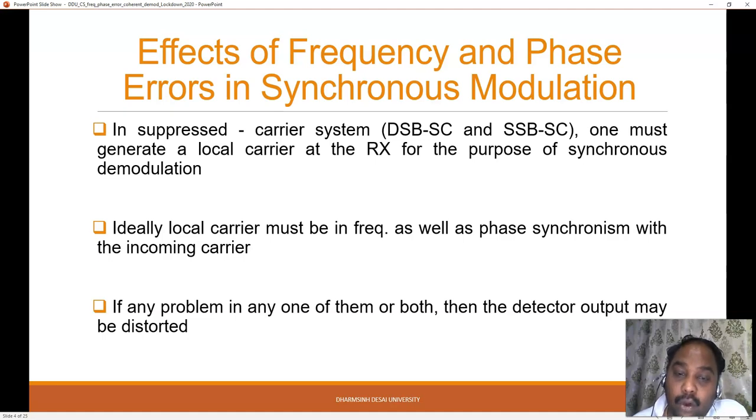Suppose the carrier frequency is 1 megahertz at the transmitter side. You are modulating using 1 megahertz, but at the receiver side, it may be 1.001 megahertz. So it is only 0.001 megahertz, but it will make a difference in the outcome. If there is any frequency error or phase error, then your detector output may be distorted. We don't know whether it is going to be distorted or not in both the cases, so let us get into that.